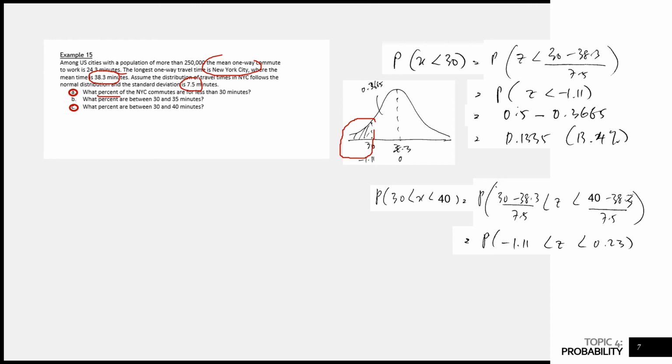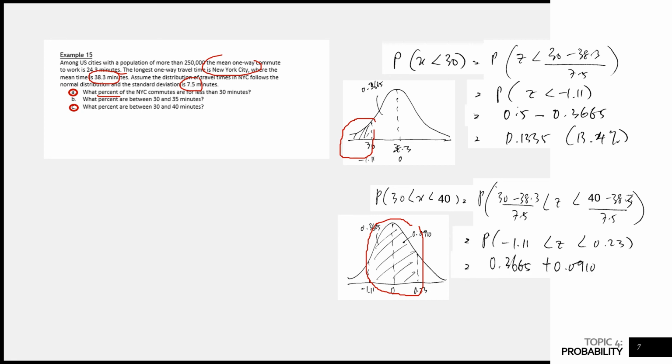So what you need to do is find the probabilities that correspond to the Z value. So 1.11, the probability is 0.3605. 0.23, the probability is 0.0910. To get this area, you need to just add the two probabilities together. So your answer is 0.4575, or in percentage, it's 45.8%.